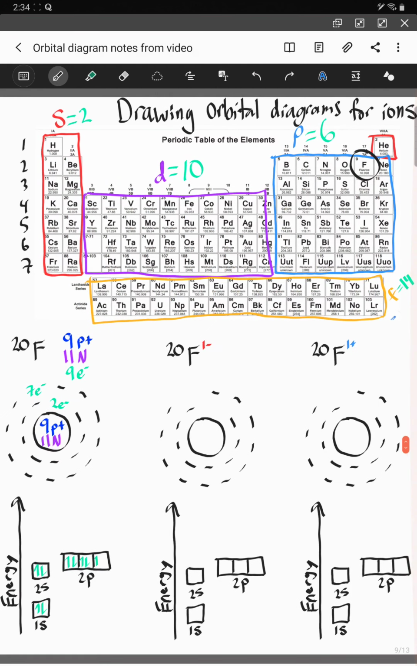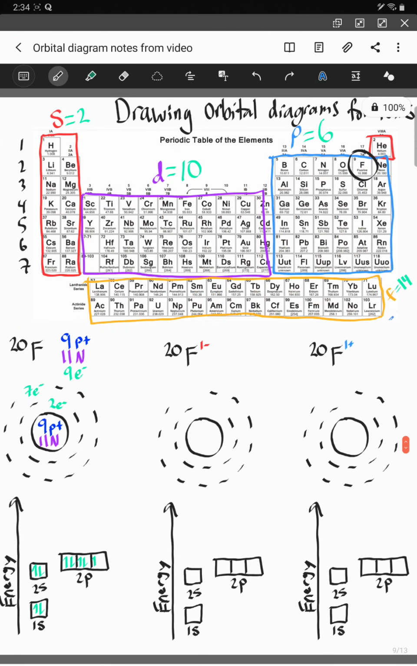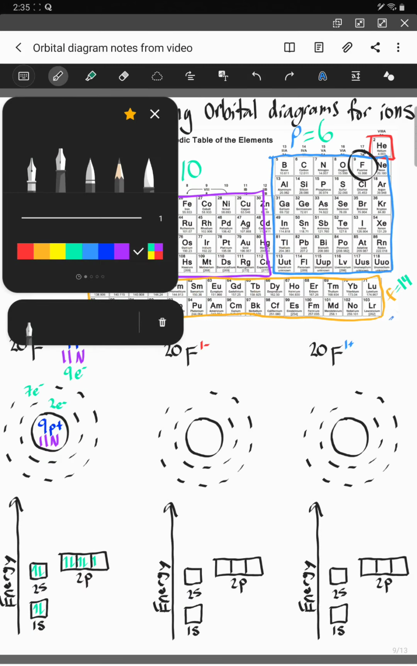All right, but today we're going to learn about how things are different when we have a charge. And you might be able to just pause the video and think about what a charge means for the number of electrons. And so first of all, we'll discuss what changes when we have a charge.